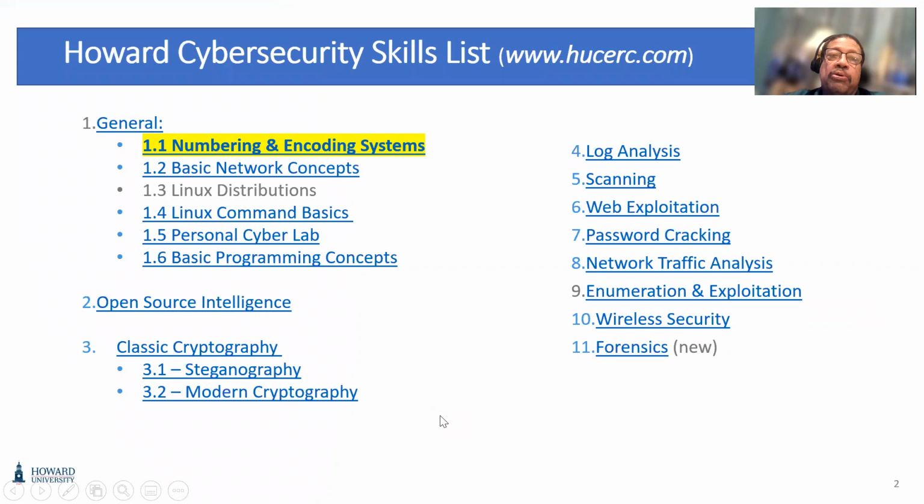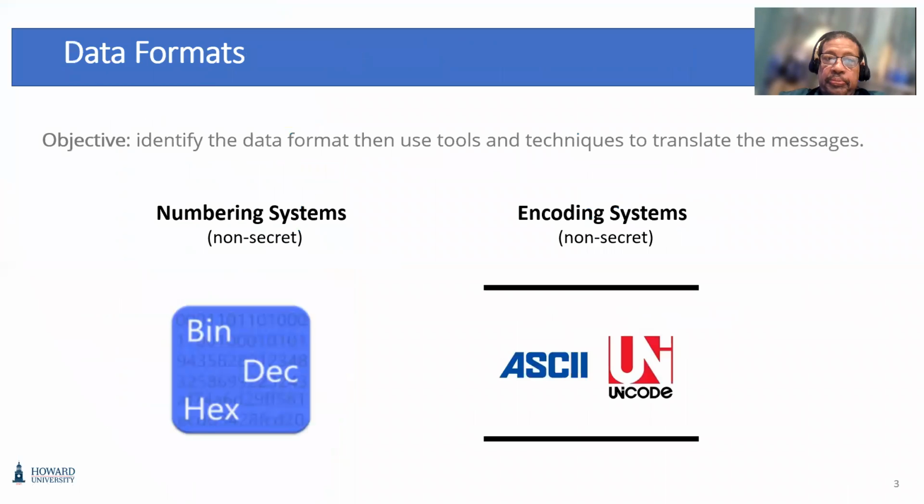Numbering systems and encoding are part of the long list of skills that we're looking to help our students develop as part of the cybersecurity program here. You can see the other parts of the list. Today will focus in on numbering and numbering formats and encoding. A couple of quick comments. The objective here is to help our students identify the data format. Once they know the format, then they can use tools to convert the data or process the data appropriately.